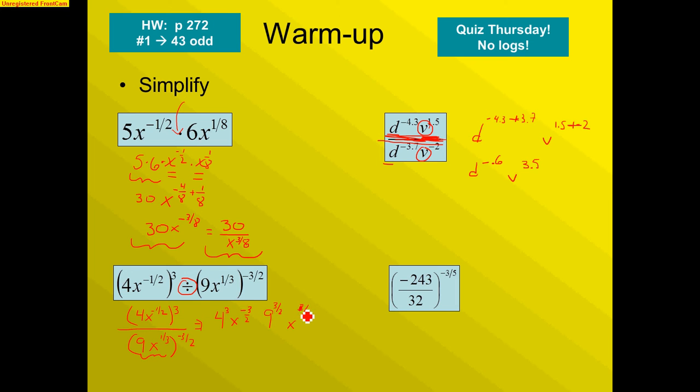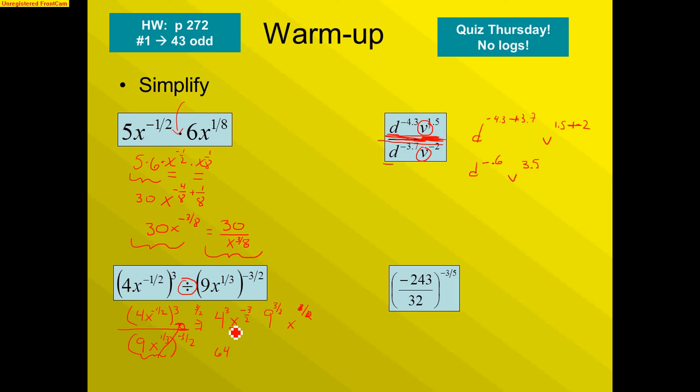So what I did was I imagined that this negative 3/2 was positive because I took 9x to the 1/3 and moved it up here, and therefore had a positive 3/2 exponent because I crossed the division sign, which meant I had to distribute the power of 3/2 to the 9 and the power of positive 3/2 to x to the 1/3, which left x to the 1/2. So now what do I have here? 4 cubed is 64.